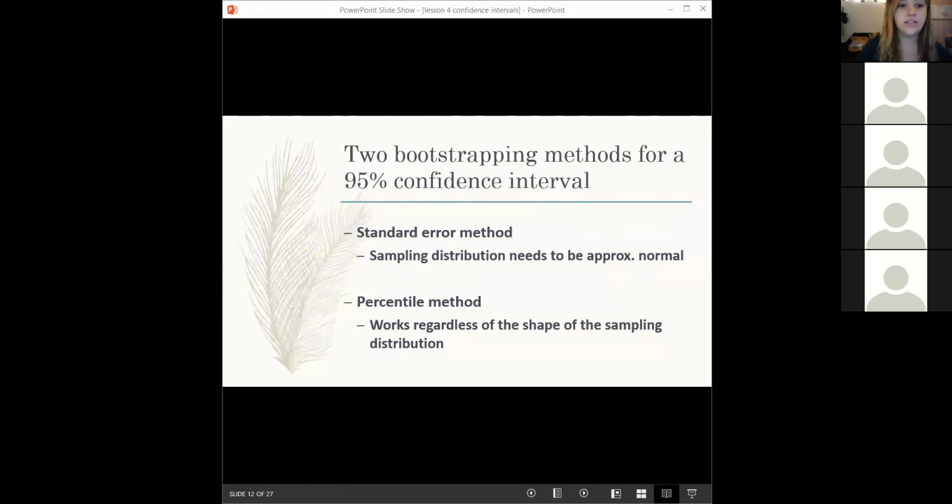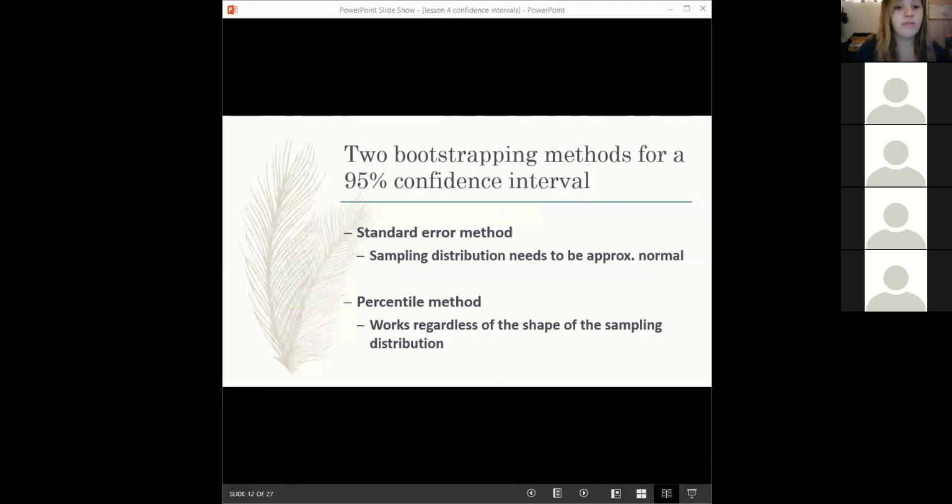These are 2 different bootstrapping methods for a 95% confidence interval: the standard error method and the percentile method. Both can be done on StatKey; you just change the setting for either standard error or percentile. The main thing to keep in mind is that with the standard error method, we have to have an approximately normal curve. If it's skewed, you can't use that. The percentile method is favored because we can use it no matter what: if the sampling distribution is skewed, normal, whatever.